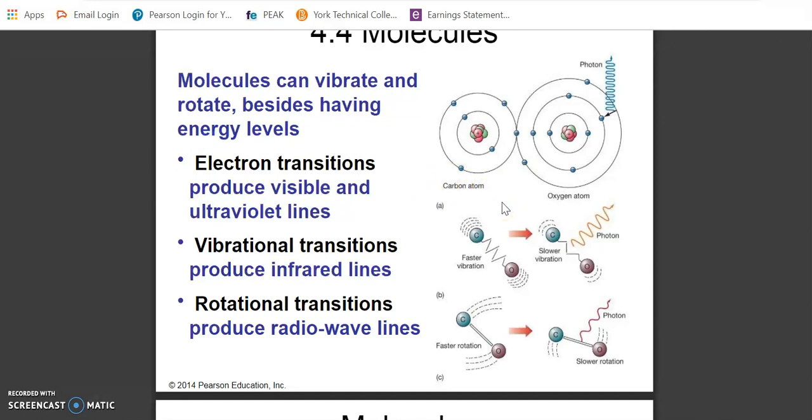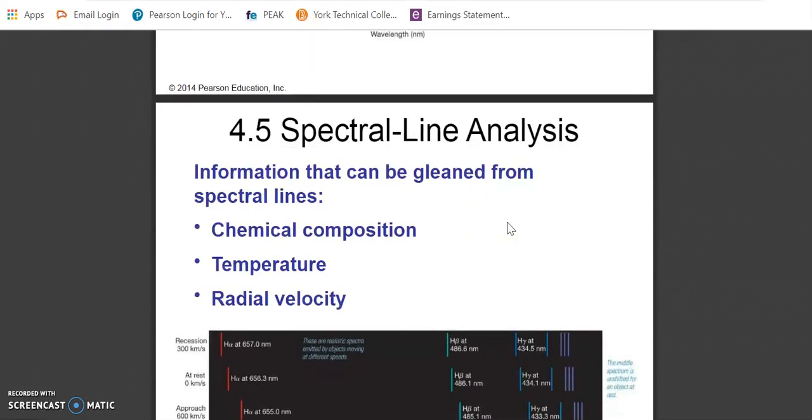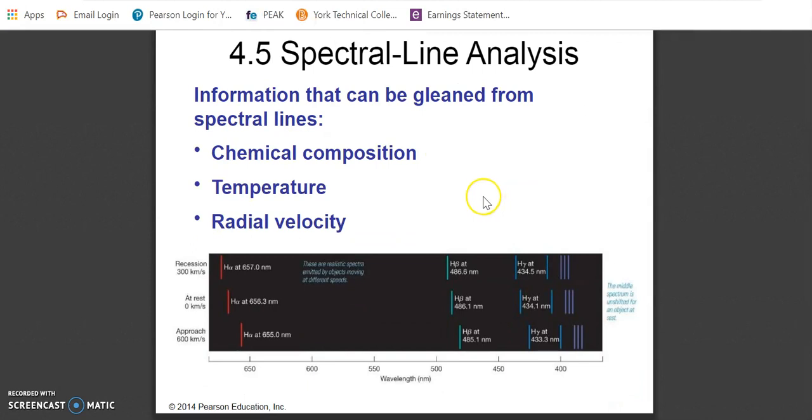You don't get large organic molecules that you observe in space. We just don't have the technology as of yet. I don't know that it'll ever happen in our lifetimes to observe really complicated molecules. Hopefully we will. All right, so just to keep in mind, molecular spectra are much more complicated, but if we get a molecular spectrum, we try to match what's observed with what we know about, so you can tell what the chemical composition is.